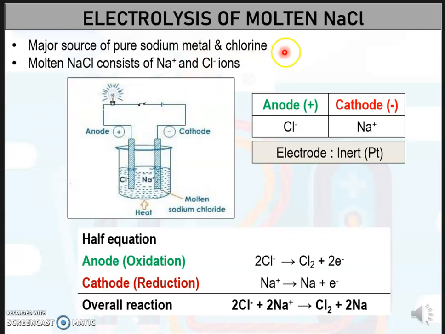For molten sodium chloride as the electrolyte, you just assume that you take the salt without adding water. So when we melt the salt, the only ions inside the electrolyte are the sodium ion and the chloride ion.